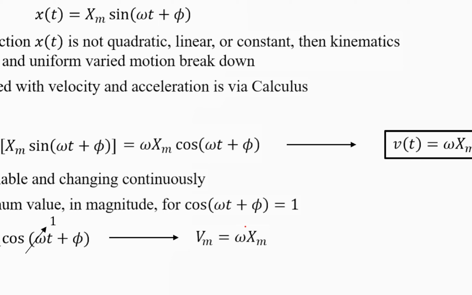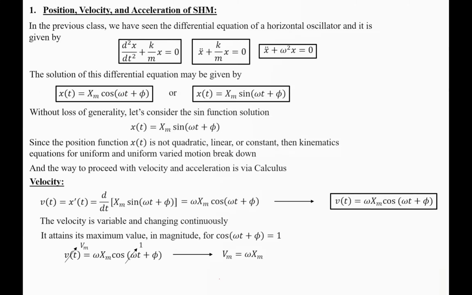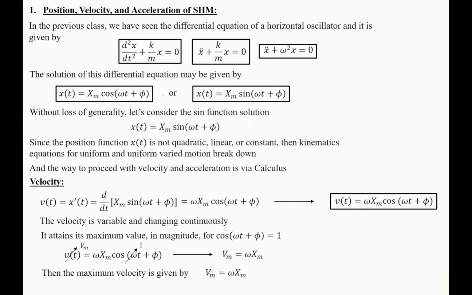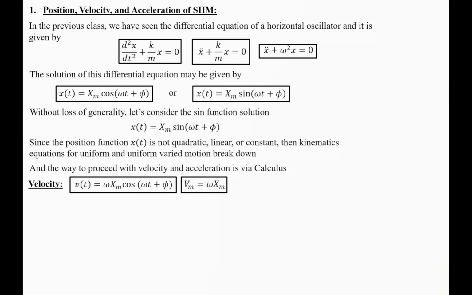If you think about the units, this is radians per second. Now, radians itself is not considered a unit, and x_m would be meters. So this gives us overall meters per second, which is the unit for the maximum velocity. Then the maximum velocity of a harmonic oscillator governed by this differential equation for the position is given by V_m equals omega x_m.